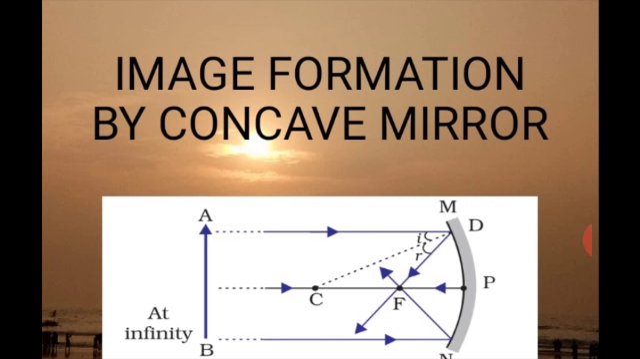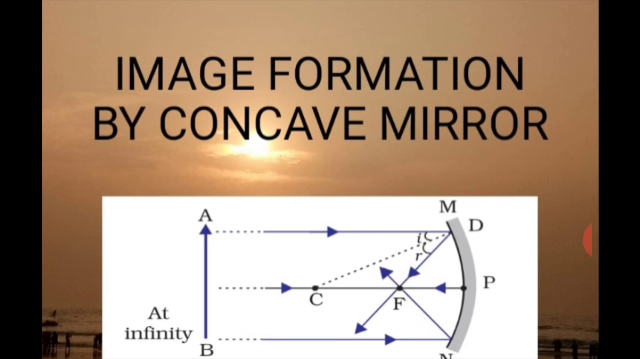Today we shall see the image formation by a concave mirror. We have already seen that in case of concave mirror, when the light comes from infinity, it falls on the mirror and after reflection it passes through the principal focus. In this diagram given here on your screen, you have the image at the point focus where the rays are meeting after reflection.